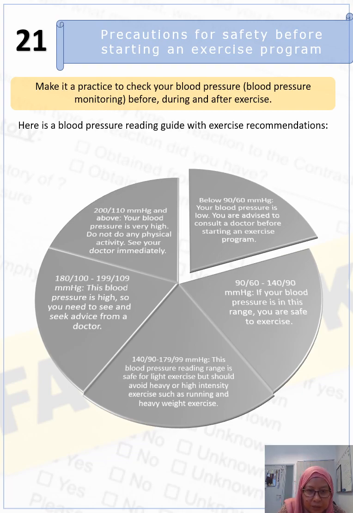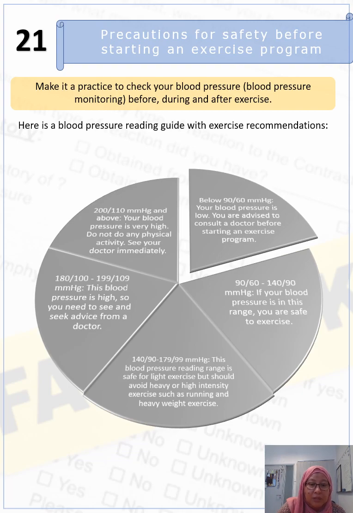If your blood pressure is between 90/60 to 140/90, you are safe to do exercise. If your blood pressure is between 140/90 to 179/99, this reading range is safe for light exercise, but you should avoid heavy or high intensity exercise such as running and heavy weight exercises.